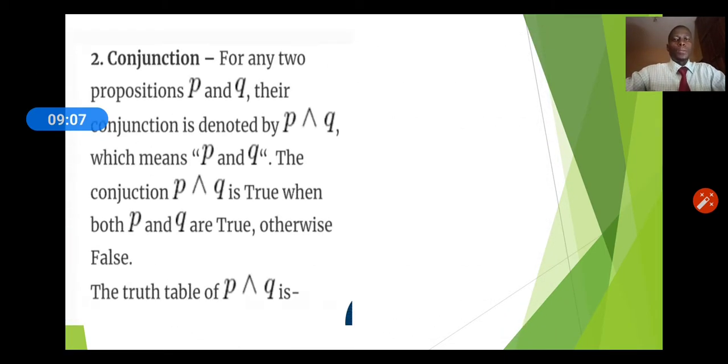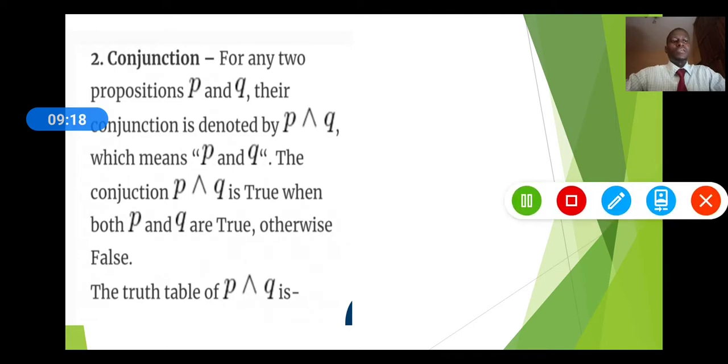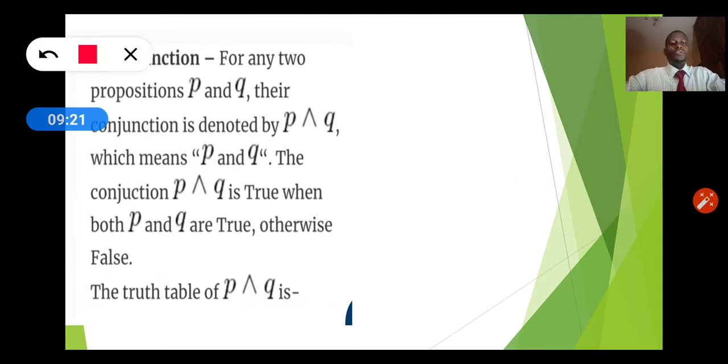Let's check the next one, conjunction. Now when we want to have a compound proposition, we make use of conjunction, and the symbol is exactly what we have on the screen there. That's the symbol for conjunction. When I want to combine two propositions or statements, we can use a conjunction. It becomes a compound proposition. Once you see that symbol, we are talking about conjunction.